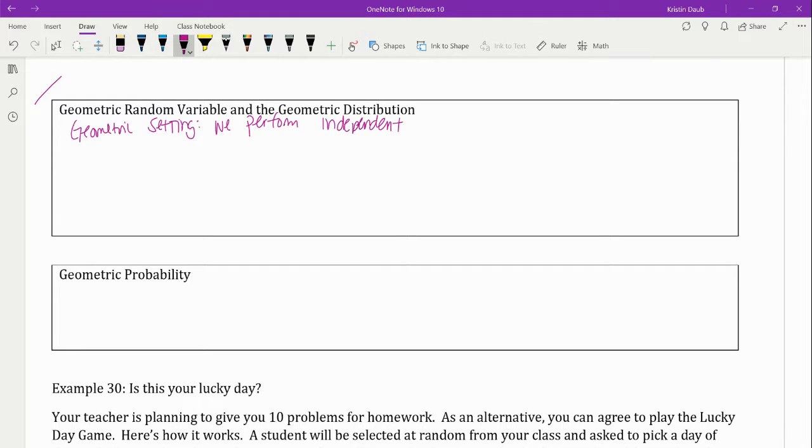And of course, with independence, we could be told potentially that it's independent. We could have replacement that would satisfy the independence, or we can still use that 10% rule to get the independence condition to be met. So we want these to be independent trials of some chance process. And we are going to record the number of trials it takes to get one success.